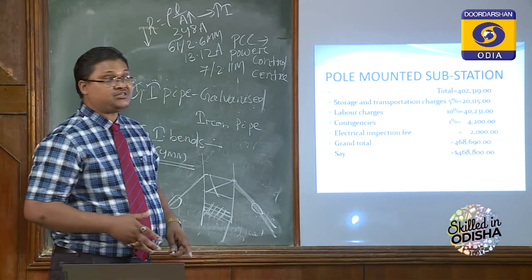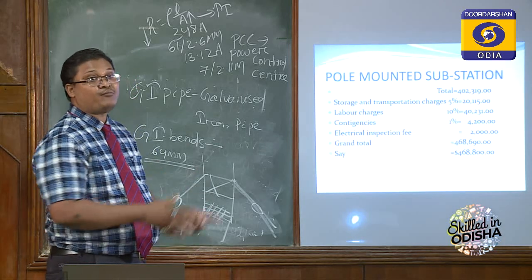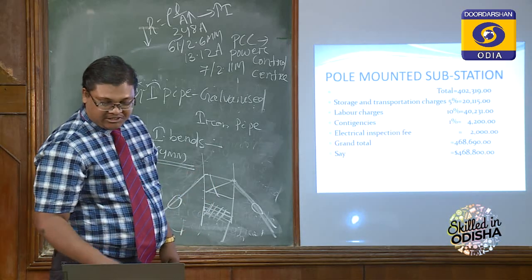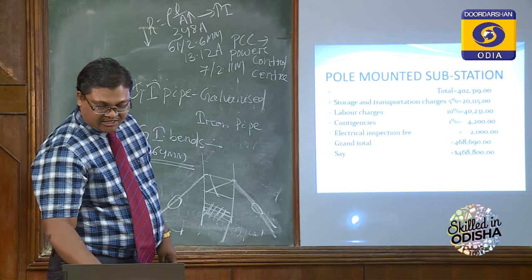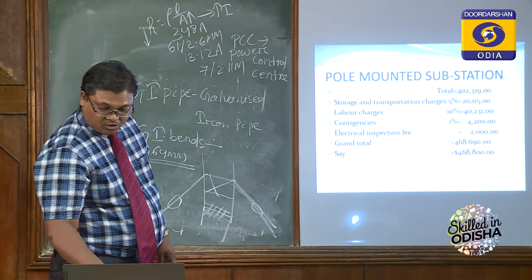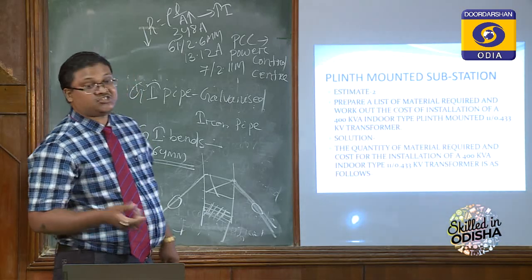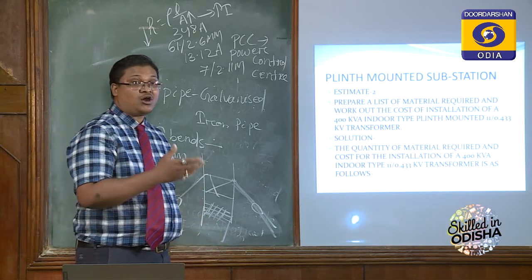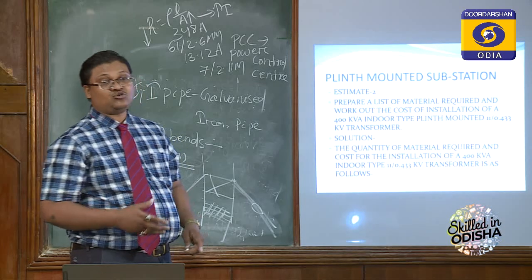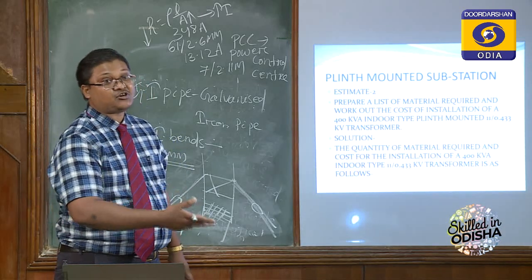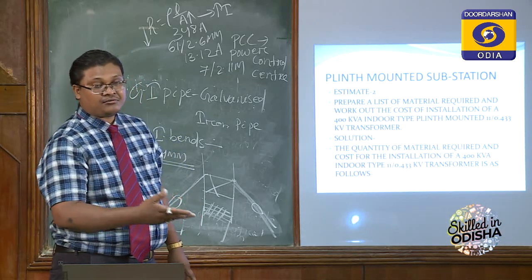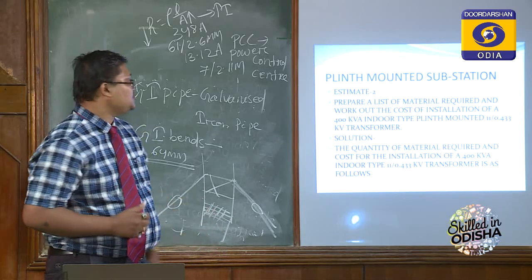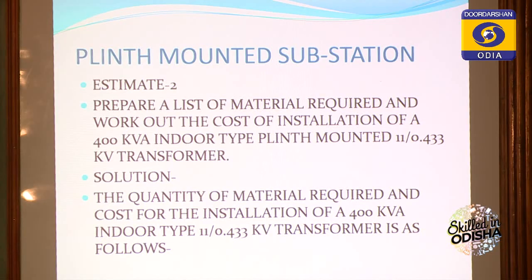Pole mounted means the transformer is mounted on the pole, but plinth mounted means it is not mounted on the pole, rather it will be placed on cement concrete by providing the plinth. Next we will discuss plinth mounted substation. So next we will discuss an estimate for plinth mounted substation.